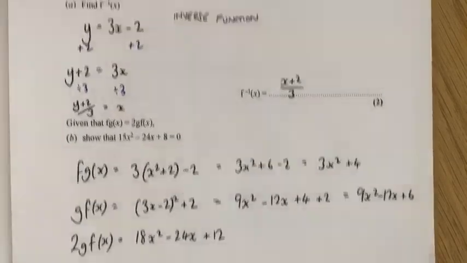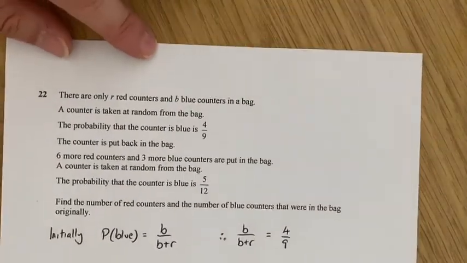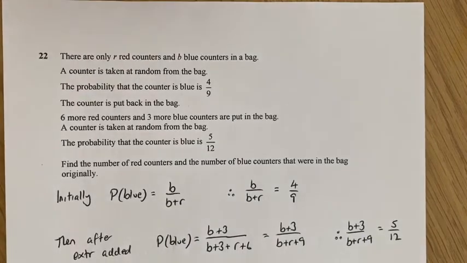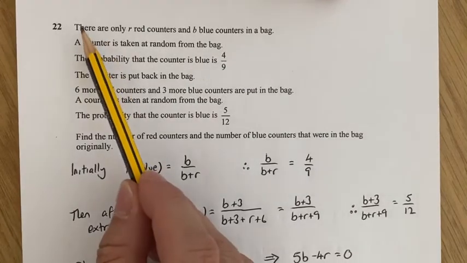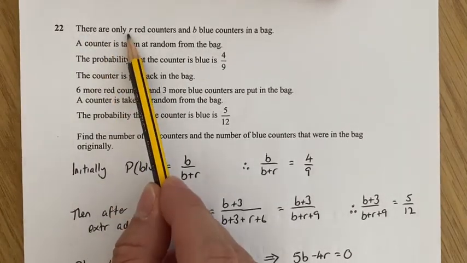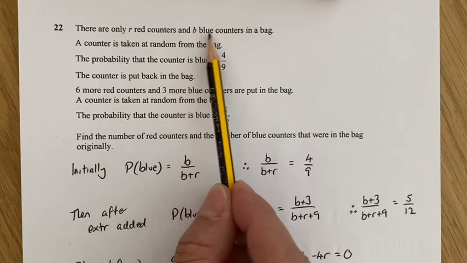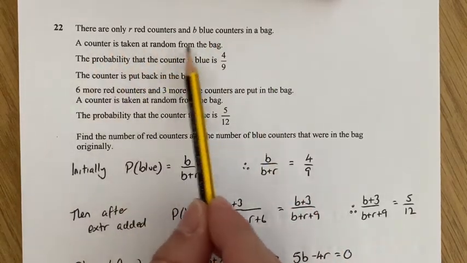Right, the final question, probability question. So we're talking about grade 9 probability here. So it's not going to be easy, but step by step it's definitely achievable. So we've got, there are only R red counters and B blue counters in a bag. A counter is taken at random from the bag.